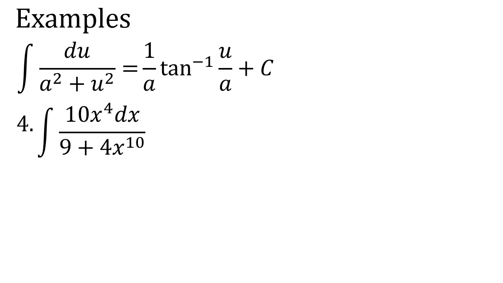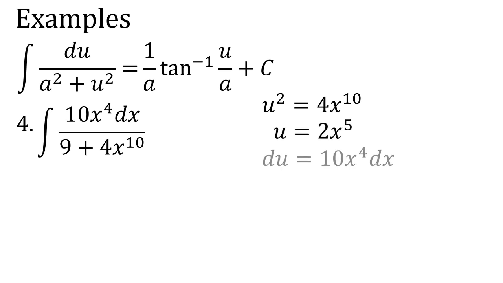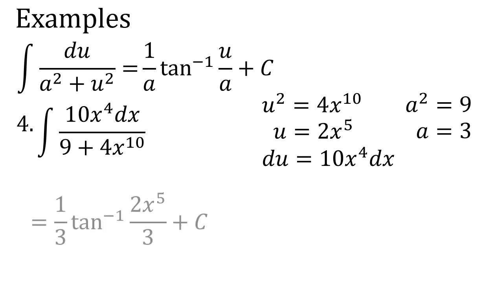For the fourth example, we have the integral of 10x to the 4th power dx over 9 plus 4x raised to 10. So again, our given is the pattern of du over a squared plus u squared. So the integral will be 1 over a arc tangent u over a plus c. U squared is equal to 4x raised to 10, so u is equal to 2x raised to 5, and du is equal to 10x to the 4th dx. A squared is equal to 9, so a is equal to 3. Our answer will be 1/3 arc tangent 2x to the 5th over 3 plus c.